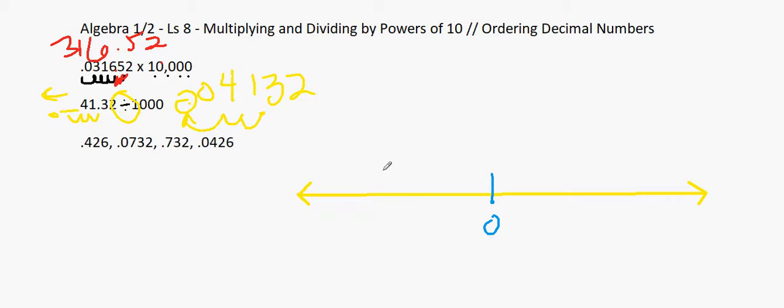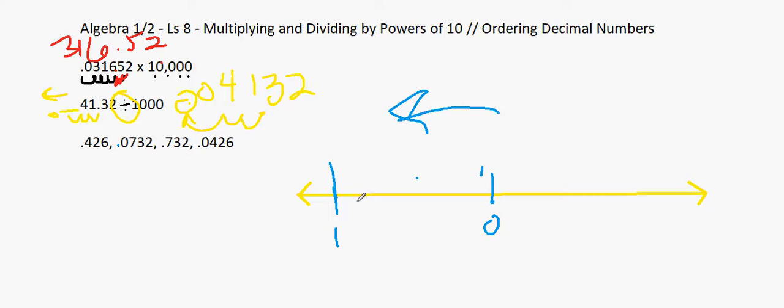Now, I need to order these numbers. How am I going to go about it? You probably all have your own strategies, but you notice all of these are less than 1, which means they're all going to be on this side of the decimal point. Now, where do I put them? They're all less than 1, so they're all between 0 and 1. We probably have to zoom this in a little further, but we're going to use this for now.